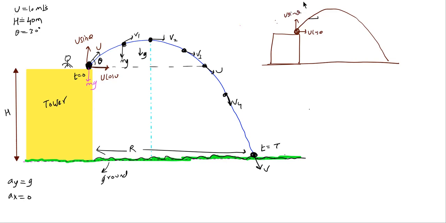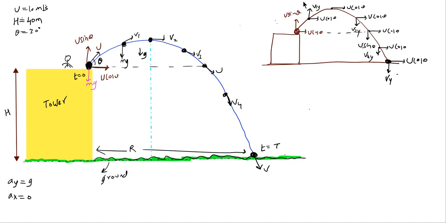Here it will be how much? u cos theta. Here it will have some v1y, and here u cos theta. Here it will be u cos theta, and v3y. Then u sin theta, u cos theta. And finally it will strike here. Here it will be u cos theta, and it will have some velocity.